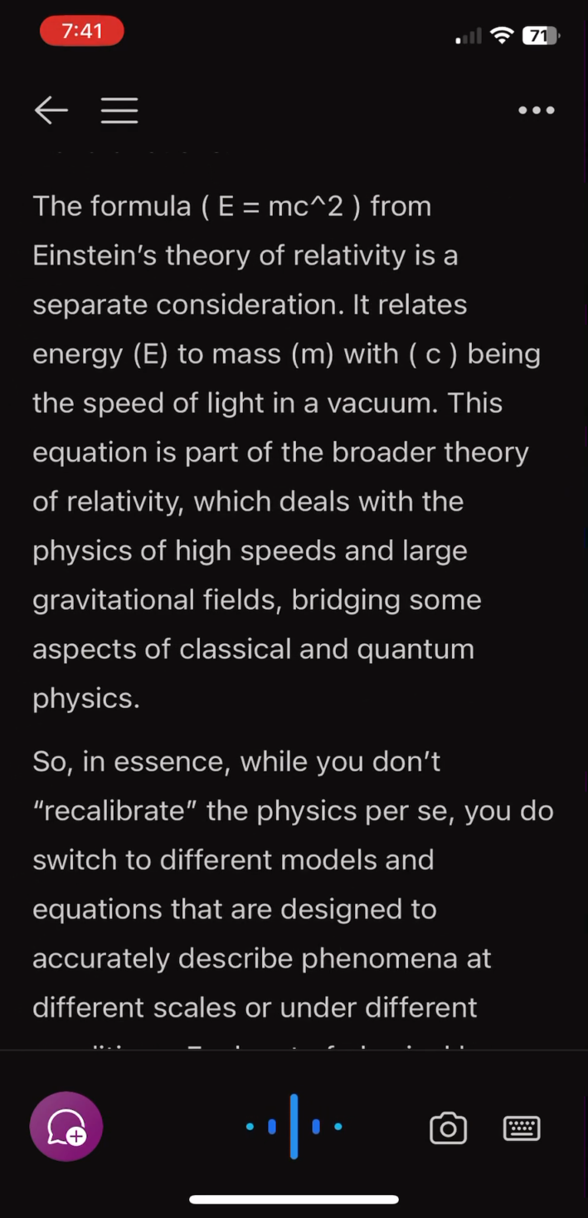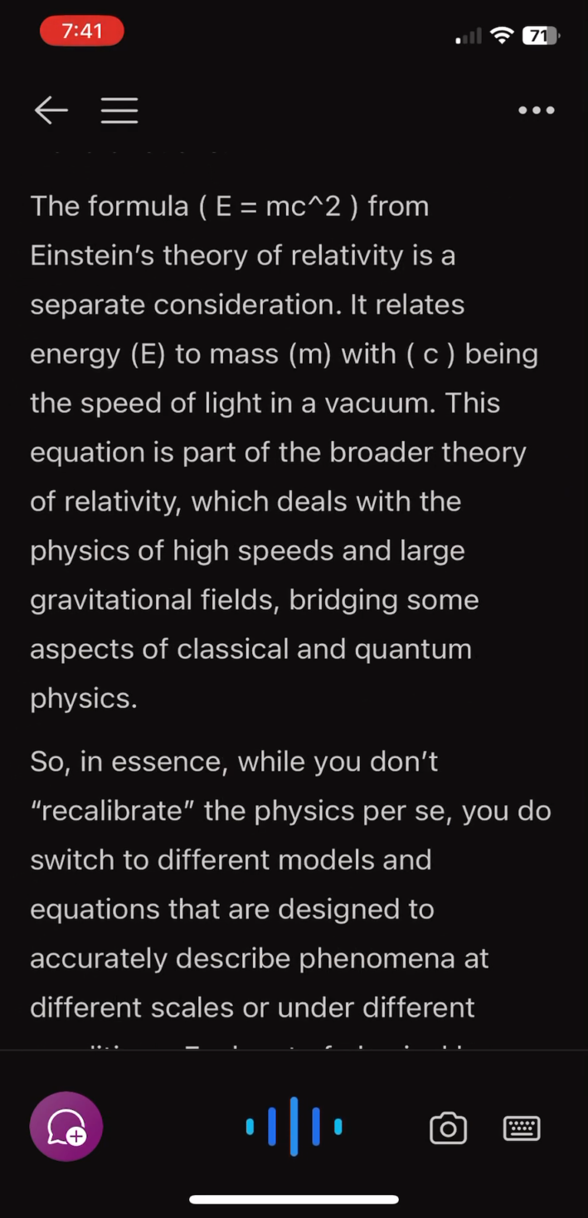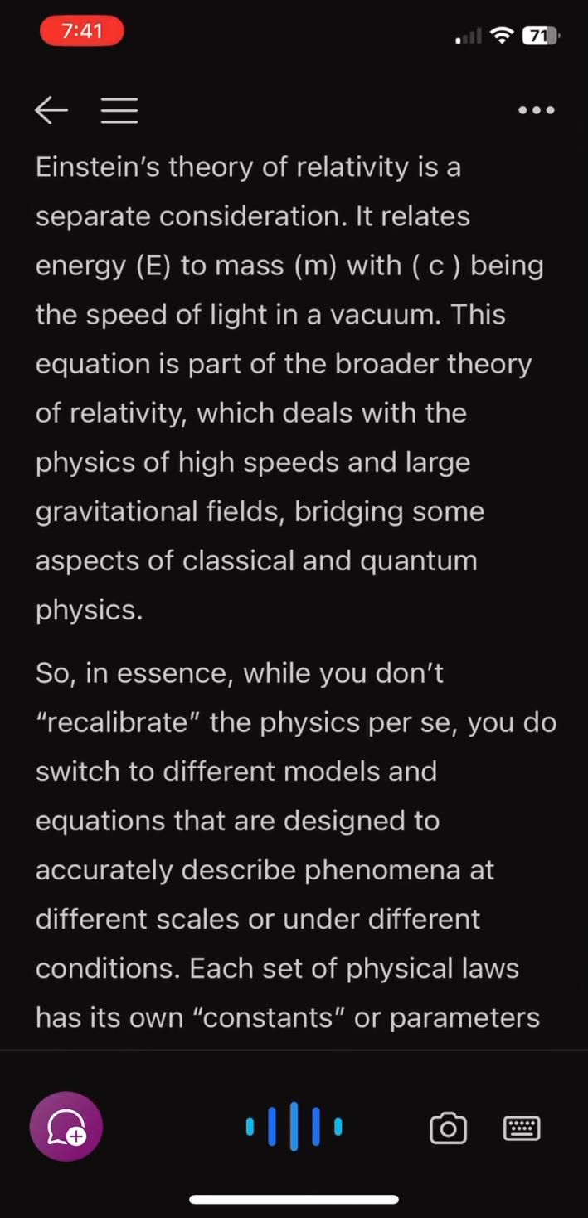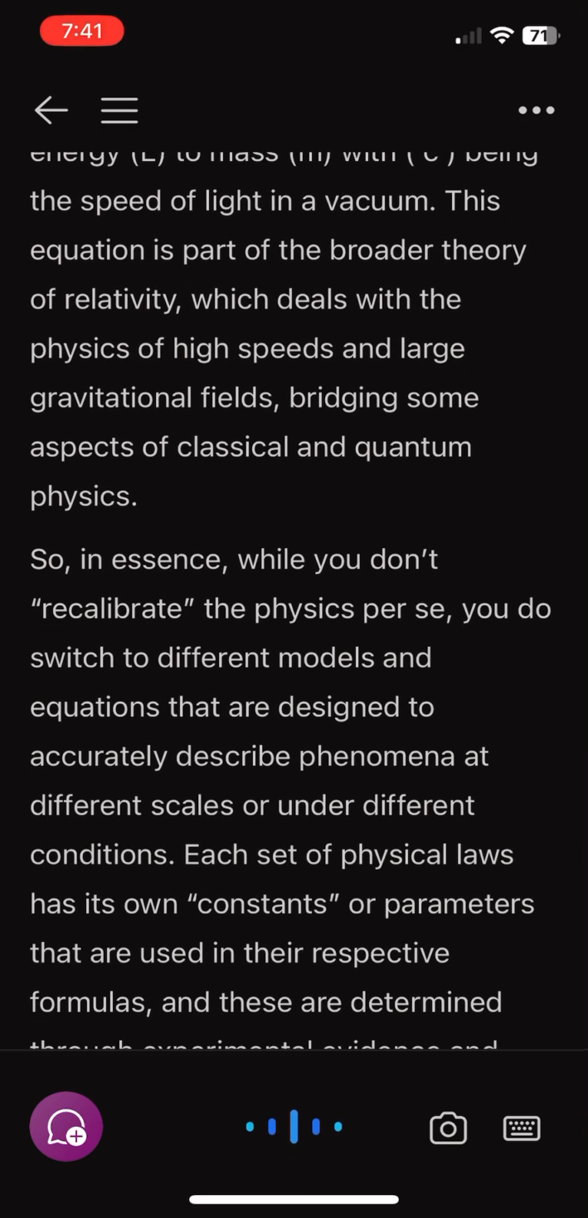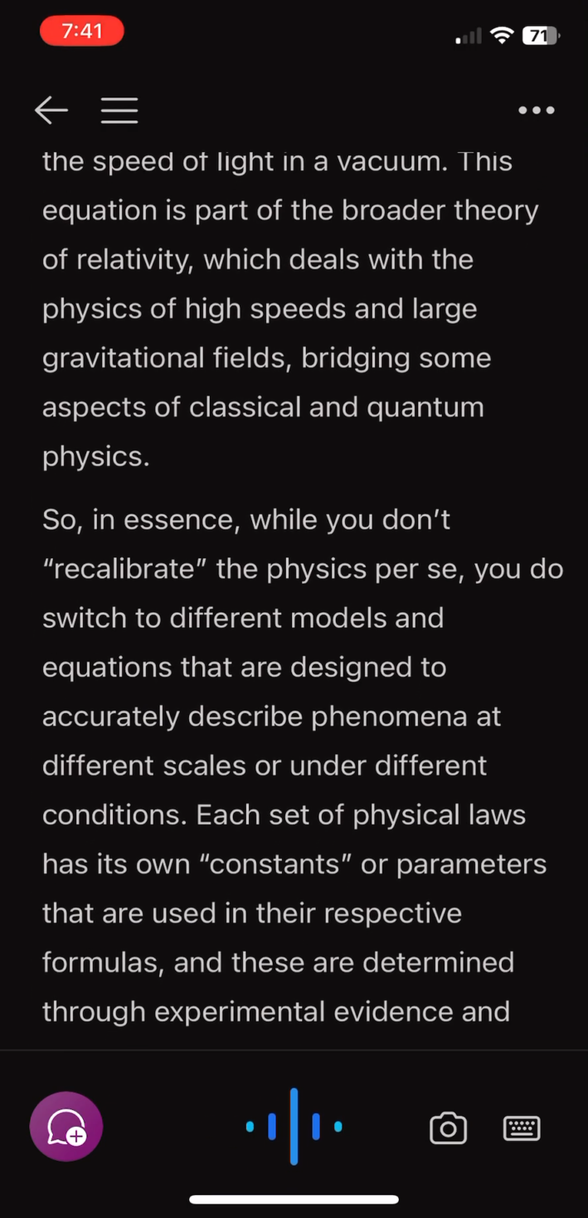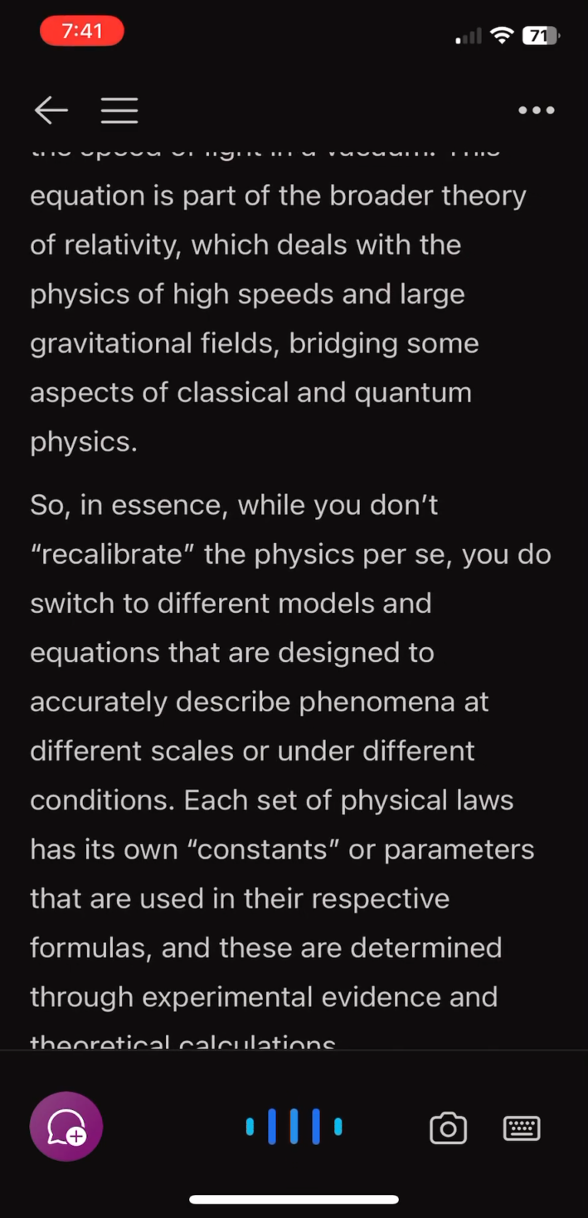The formula E equals mc squared from Einstein's theory of relativity is a separate consideration. It relates energy E to mass m, with c being the speed of light in a vacuum. This equation is part of the broader theory of relativity, which deals with the physics of high speeds and large gravitational fields, bridging some aspects of classical and quantum physics.